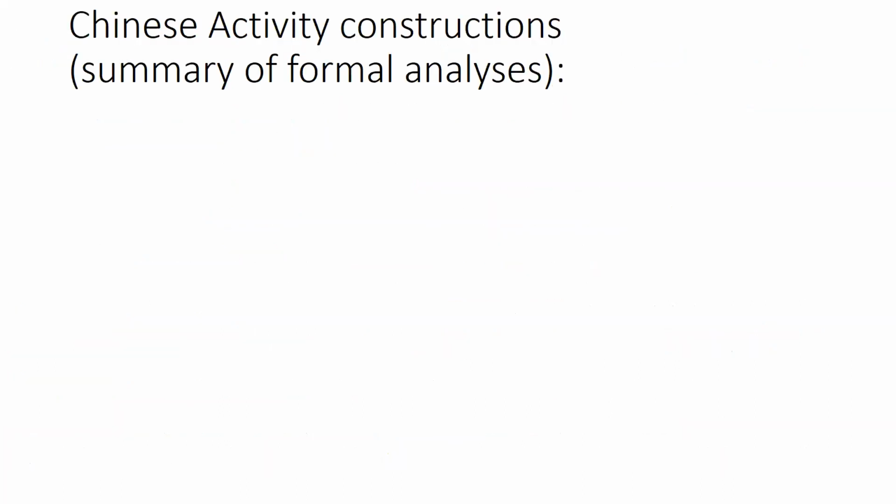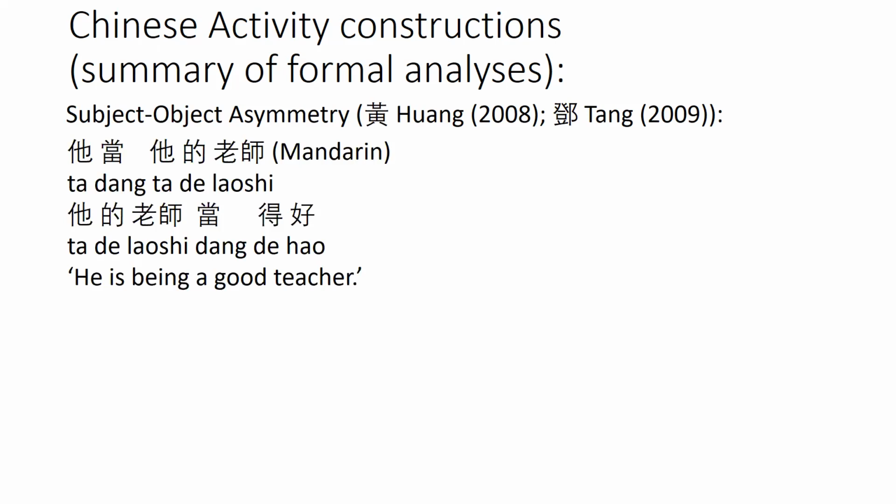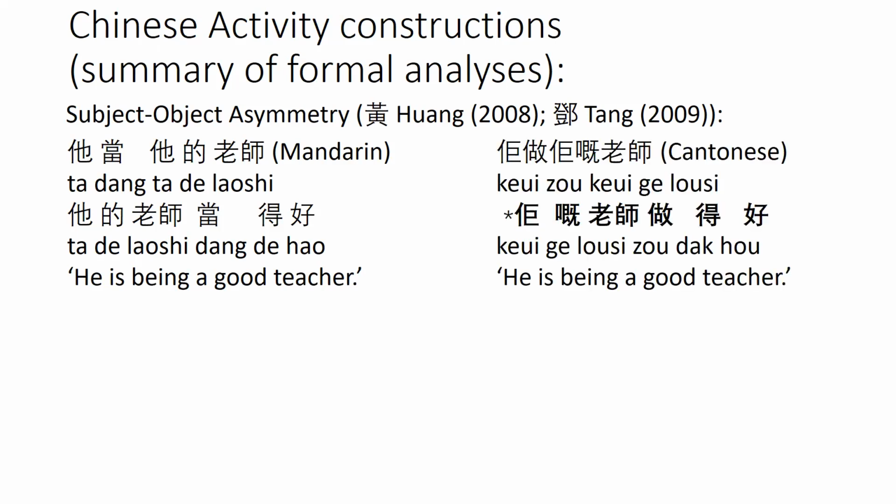Right, so if I just give you a brief summary of these formal analyses proposed by Huang and Tang. Okay, so there is a subject and object asymmetry between the subject and object position of the activity nominals in these types of activity constructions. So for example, in Mandarin, we get this type of alternation. So 他当然他的老师 or 他的老师当得好. In Cantonese, however, we can say 就佢做佢嘅老師, but we cannot say here in bold 佢嘅老師做得好. Okay, so we crucially do not have this activity nominal in the subject position.